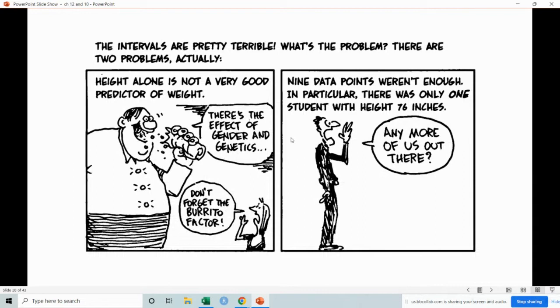What's the problem? There are two problems. Height alone is not a very good predictor of weight. There's the effect of gender and genetics. Nine data points weren't enough in particular. There was only one student with height 76 inches. For most statistical problems, you're going to want a sample size of at least 30. But for most real world applications of statistics, you're going to want a sample size of at least 200. So using 9 was not a particularly good idea, but it's a little easier to visualize points.